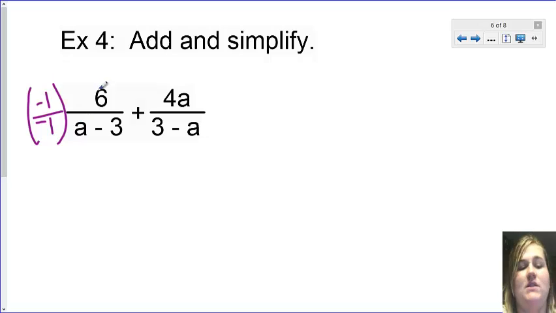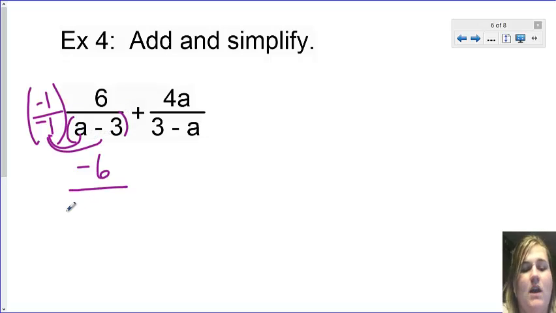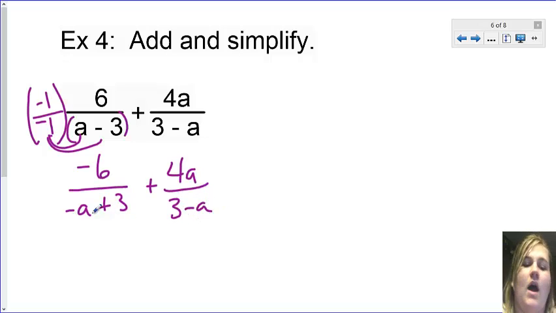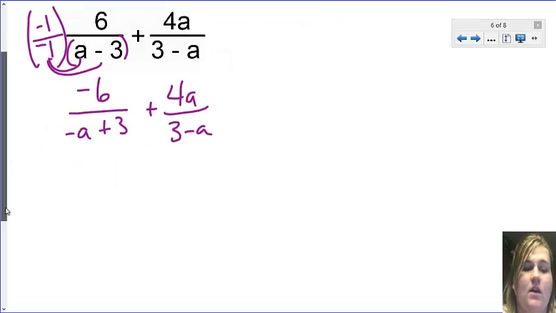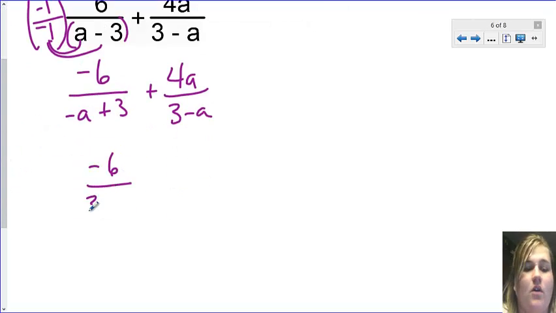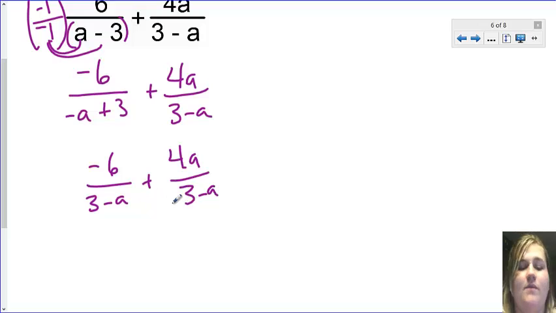Negative 1 times 6 is negative 6. And then when I distribute this negative 1 to this quantity, negative 1 times a is negative a, negative 1 times negative 3 is positive 3, plus that 4a over 3 minus a. I can rewrite this to look the same, which would be negative 6 over 3 minus a. All I did was switch the position. If I have 3 and then my negative goes with my a, plus 4a over that 3 minus a. I now have a common denominator, so I have negative 6 plus 4a over my common denominator of 3 minus a.